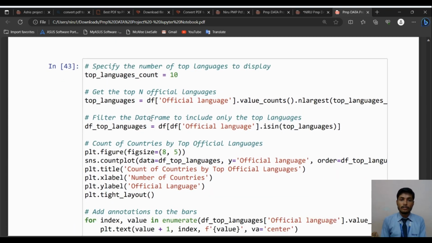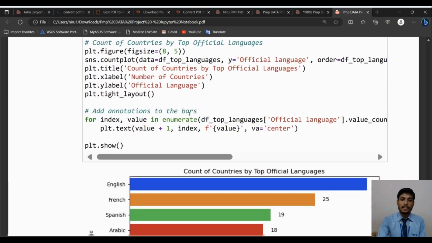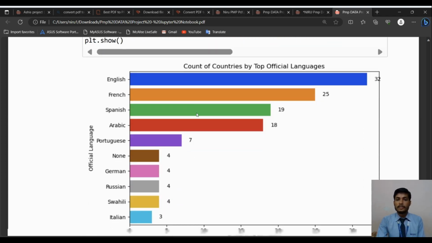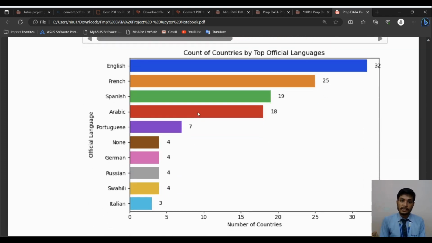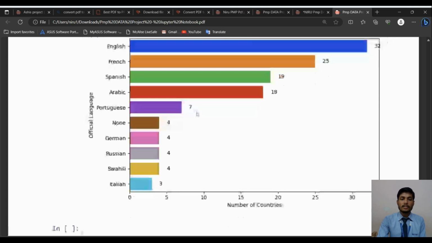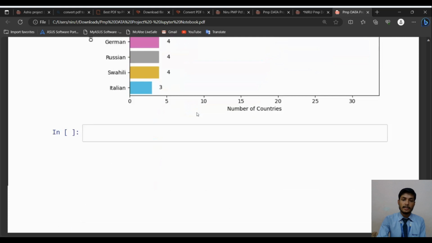Specify the number of top languages to display, top 10 languages. Filter the data frames to include the top 10 official languages in this world. Count the countries by top official language. English is the most official language in the world. French is the second most important language in the world. Spanish, and the last is Italian. Italian is among the top 10 languages.